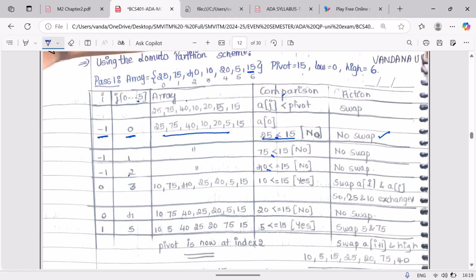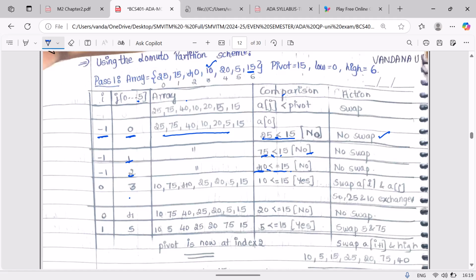Similarly, j will increase. So 1 becomes 2 now. A of 2 is 75. So is 75 less than or equal to 15? No. So no swap. Next is 40. Is 40 less than or equal to 15? No. So no swap. When it comes to the third element here.